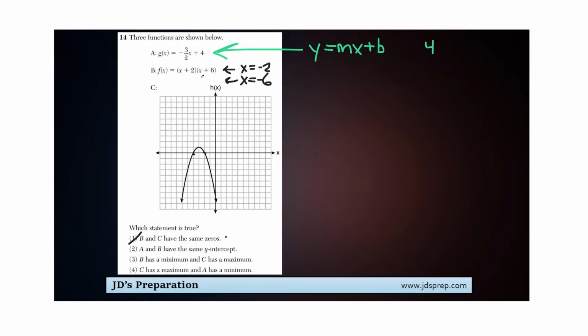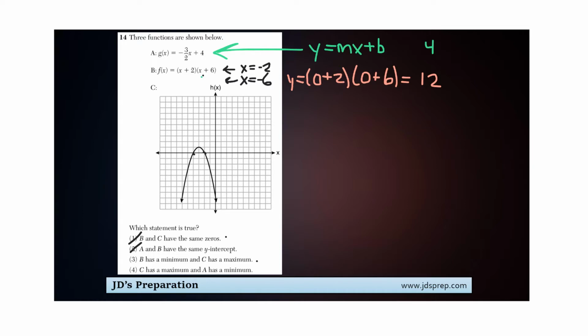Because that one's not written in slope-intercept form, we're going to replace x with a 0, because a y-intercept would always have an x value of 0. So it'll become (0 plus 2) multiplied by (0 plus 6). Basically, we're solving for y, and y is going to be equal to 2 times 6, which is 12. Obviously, 4 and 12 are not the same, so they do not have the same y-intercept.